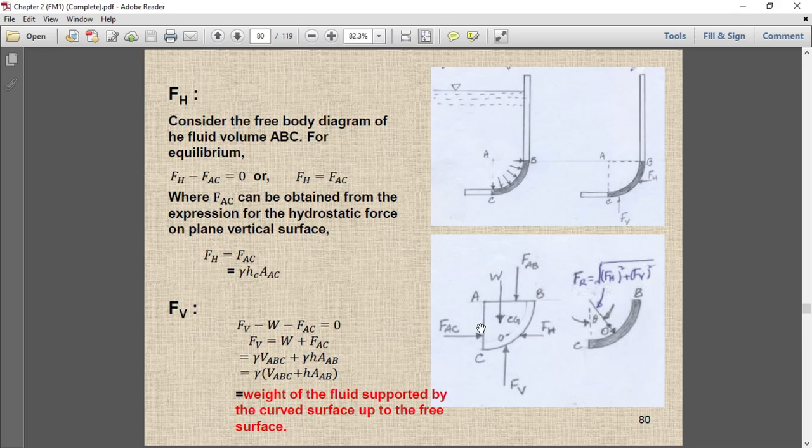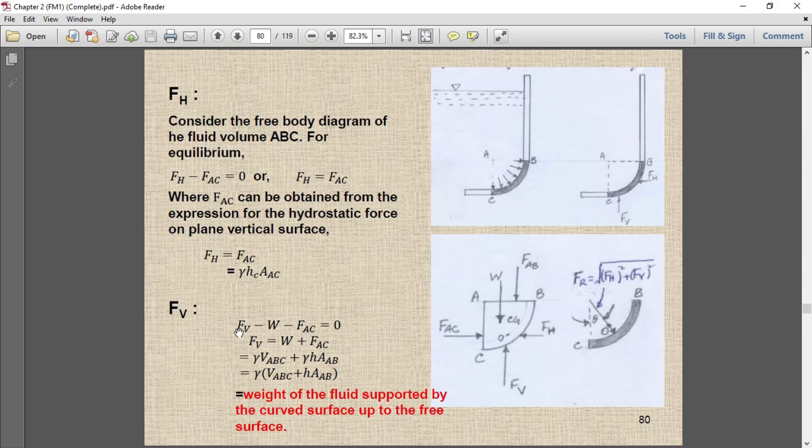So in that case, F is equal to gamma hc into AC. What is hc? The distance from the centroid to the free surface, from here to the free surface. And AC is the area, that we can easily know. So if we know the density of the fluid, if we know hc, if we know the area, we can easily calculate the FH.